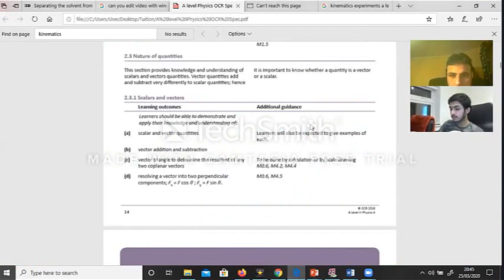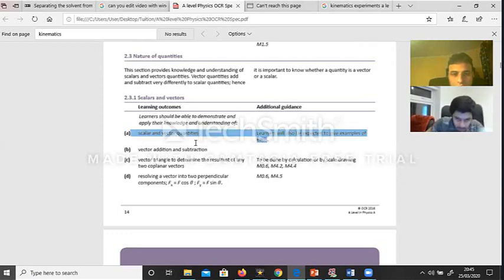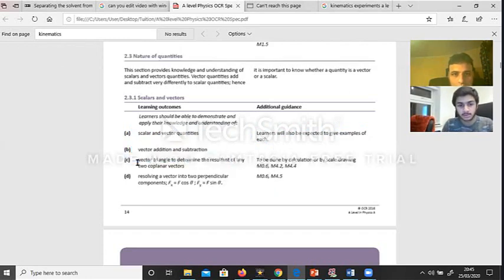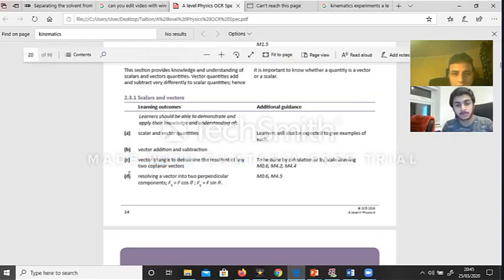Now, on your syllabus, let's just go through what we've done so far. Scalar and vector quantities, we've done that. Under focus, vector addition and subtraction, we've done that as well. Vector triangle to determine the result of any two coplanar vectors, we've done that, and you're okay with that? Resolving a vector into two perpendicular components, we did that today. I understand. Okay, so you're okay with that.